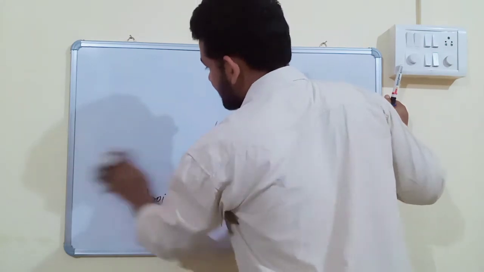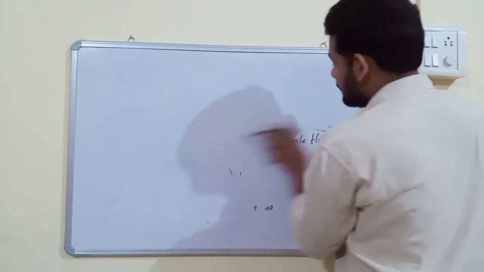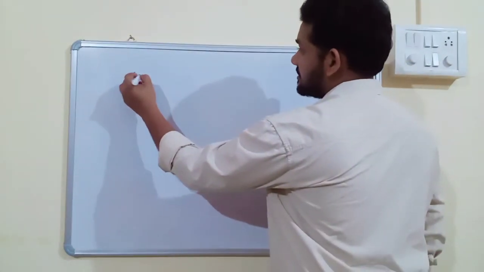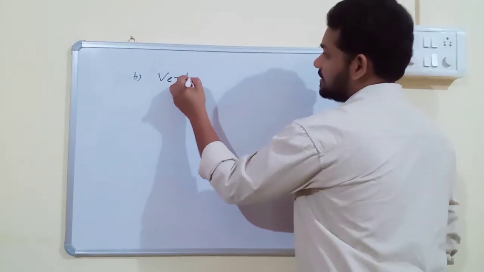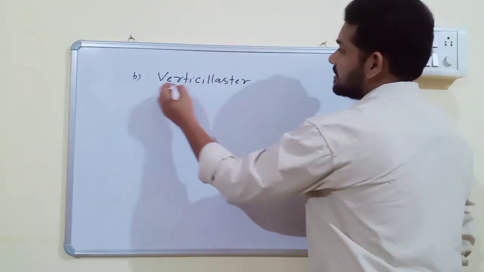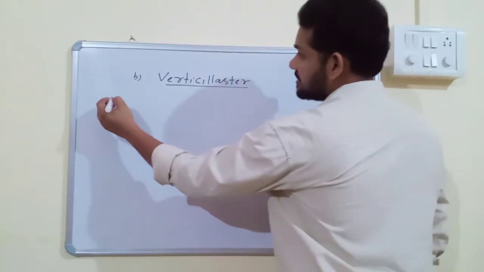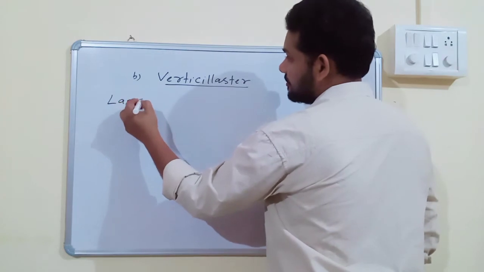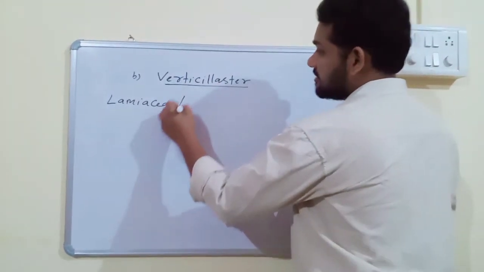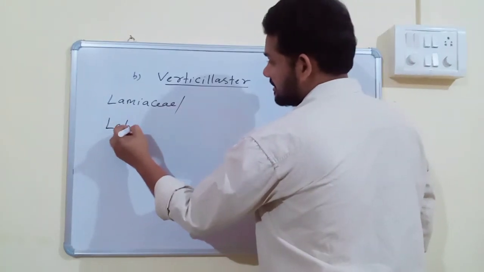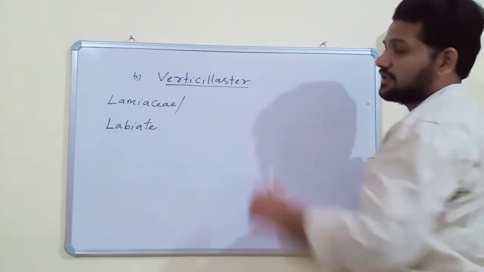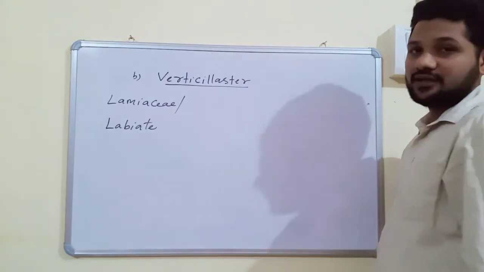And the second special inflorescence is called verticillaster. This type of special inflorescence is the characteristic feature of the family Lamiaceae. The previous name of Lamiaceae is Labiatae. The Lamiaceae family is characterized by a verticillaster inflorescence.